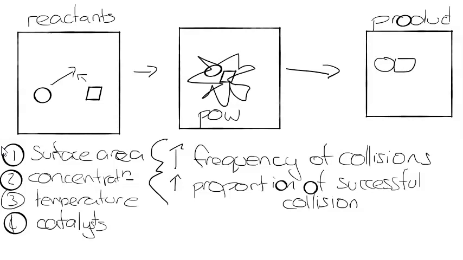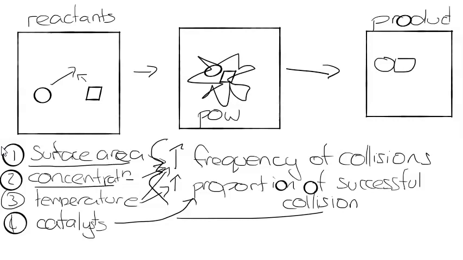The surface area and the concentration both affect the frequency of collisions. Temperature is special because it affects the frequency of collisions and the proportion of successful collisions. And catalysts reduce the amount of energy required for a collision to be successful and result in products, so that affects the proportion of successful collisions. So that is an introduction to rate of reactions. In the next videos we'll go over one at a time: surface area, concentration, temperature, and catalysts.